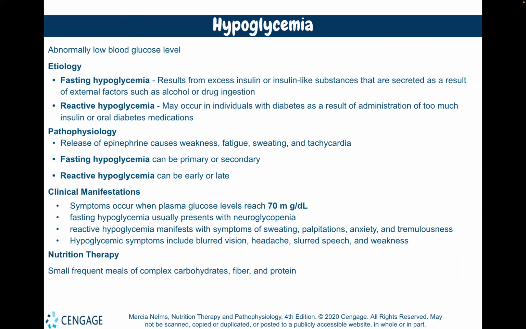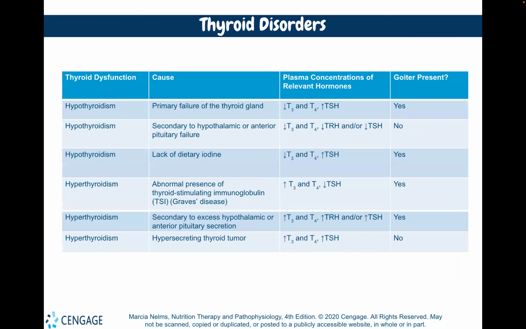So we can help people understand what it feels like to be hypoglycemic and what those symptoms are. Blurred vision, headache, slurred speech, and weakness are all signs of hypoglycemia. If someone consistently has fasting or reactive hypoglycemia, we can encourage smaller, more frequent meals with complex carbohydrates, fiber, and protein to help regulate blood sugar.